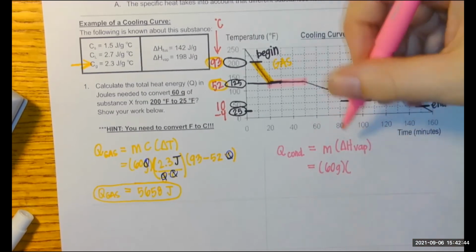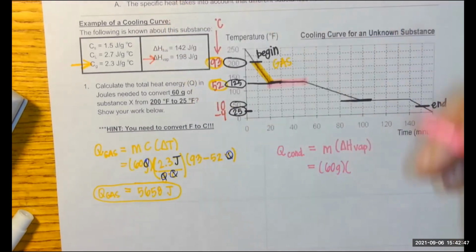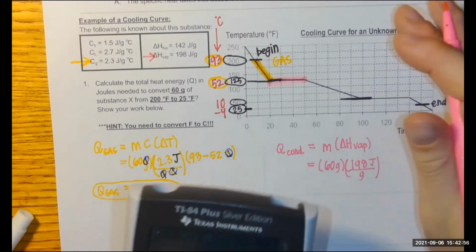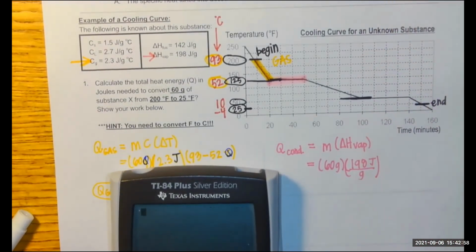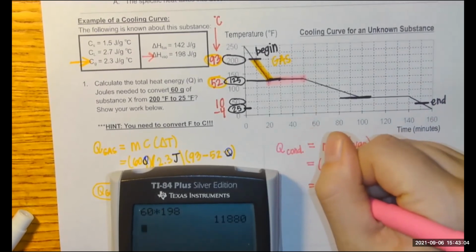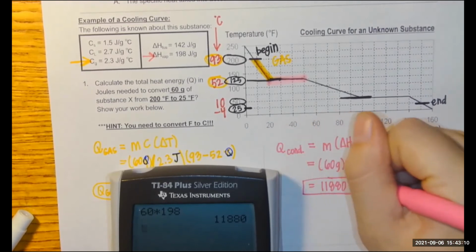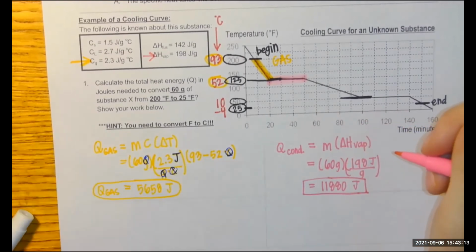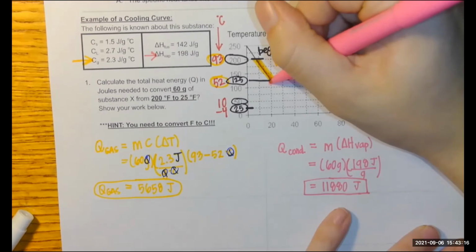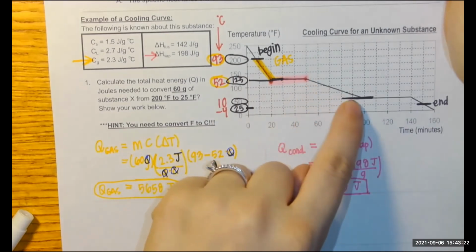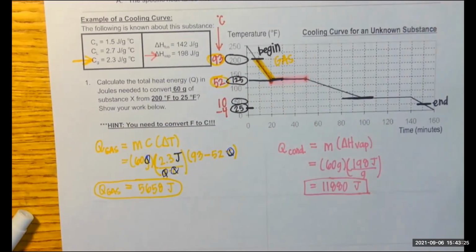And I'm going to get delta H from the table here, 198 joules per gram. Equals 11880 joules. So that's how much energy is associated with going from here to here, getting it ready to be a liquid, that phase change.